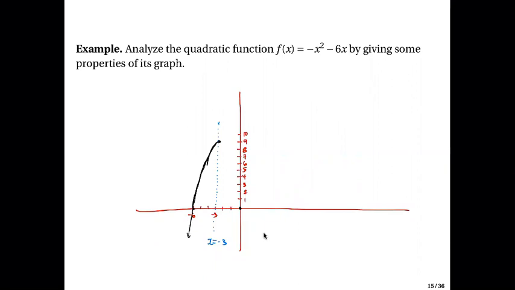Okay, and then the other one, it's also something like this. Okay, so this is your parabola. This is your f of x equals negative x squared minus 6x. Okay? Question?